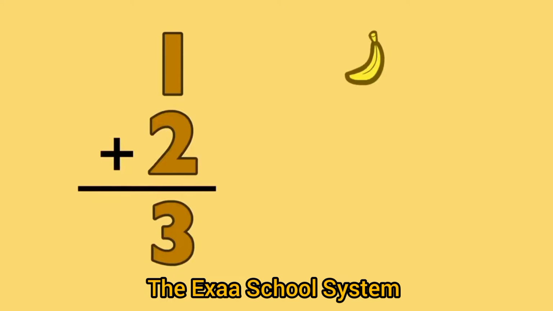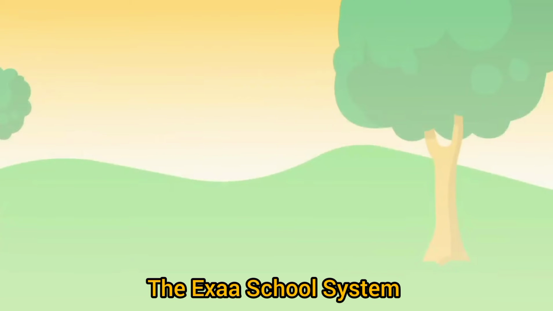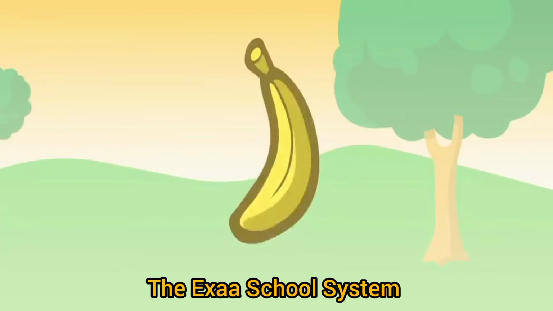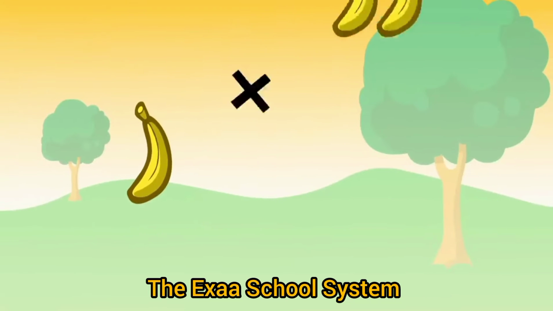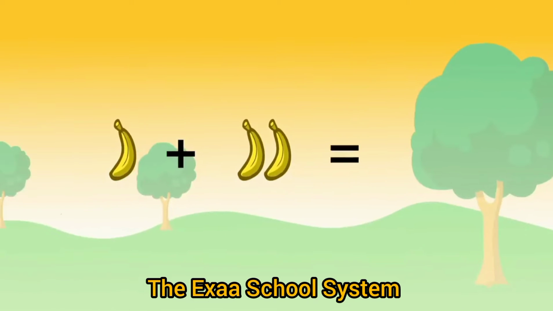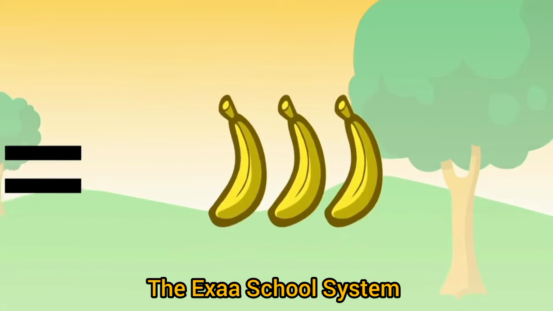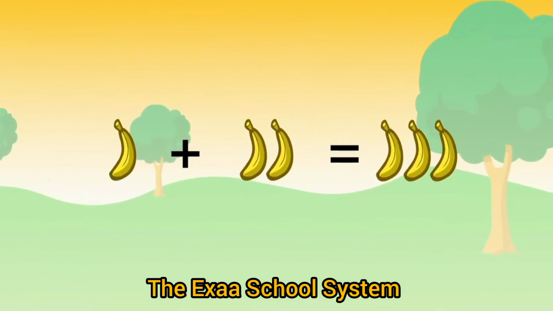1 plus 2 equals 3. 1 banana plus 2 bananas equals 3 bananas. 1, 2 equals 1, 2, 3.